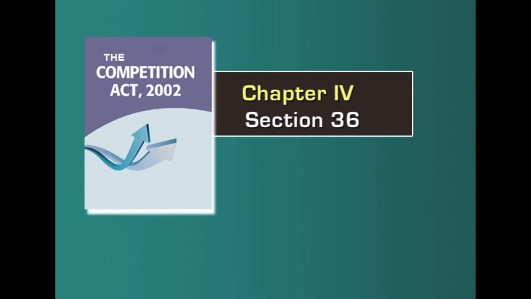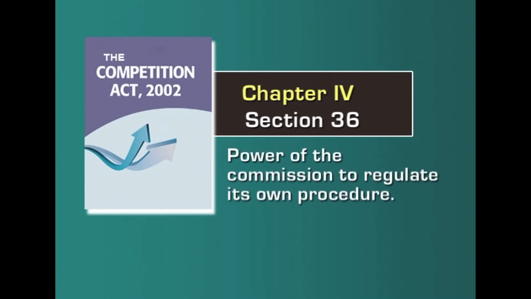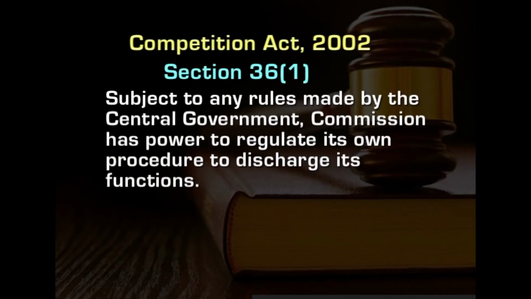Now, let us look at the provisions which relate to the powers of the commission to regulate its own procedure. Regulating its own procedure is more particularly to be seen from the perspective of the process of adjudication of any issue that is brought before it. To discharge its functions under the Act, the Commission is to guide itself by the principles of natural justice and subject to the rules made by the central government. The Commission has the power to regulate its own procedure. This aspect is discussed under subsection 1 of section 36 of the Act.